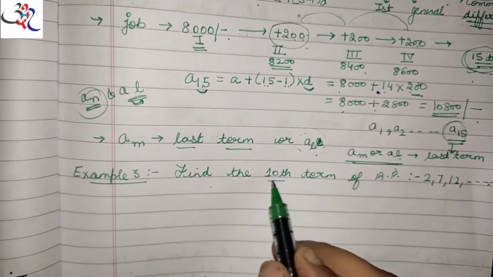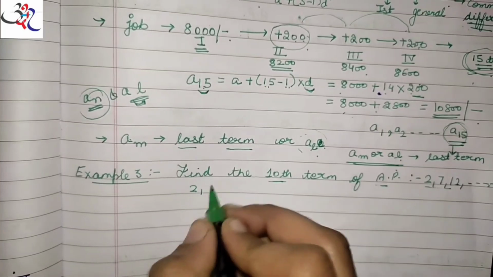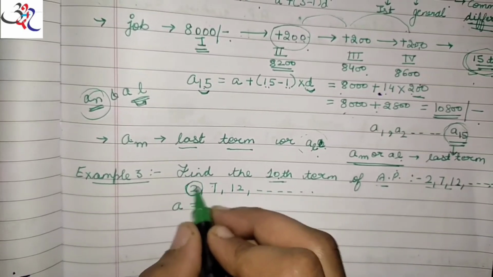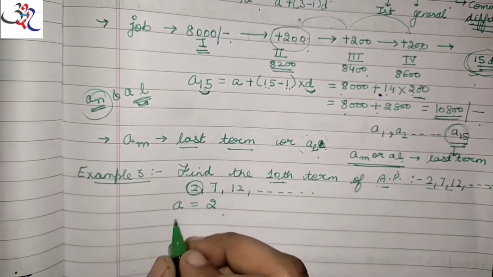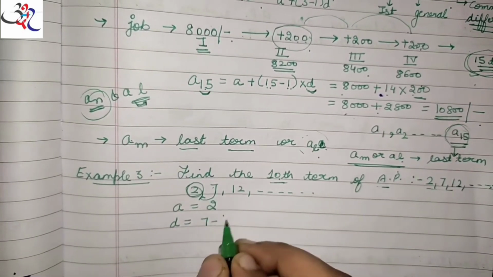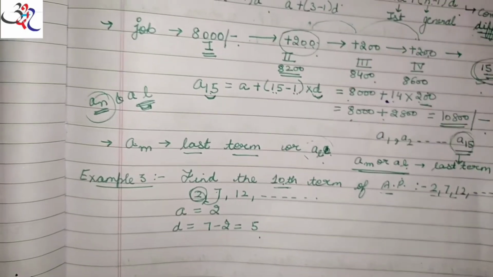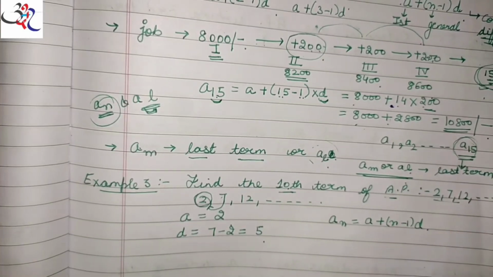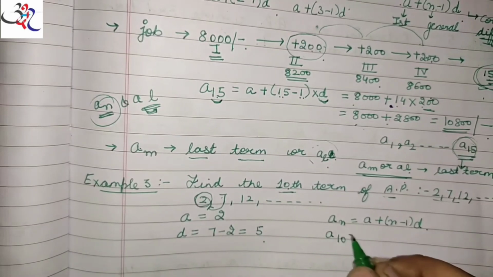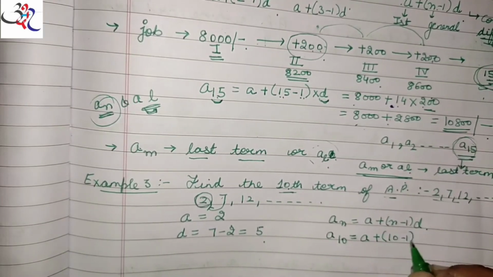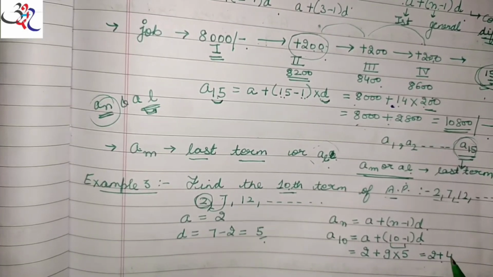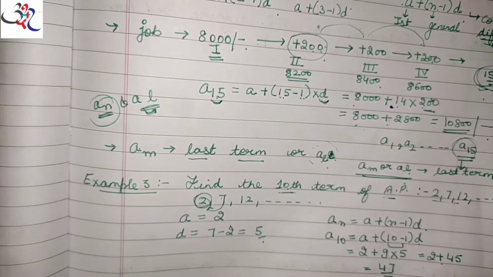Find the 10th term of the AP 2, 7 and 12. To find any general term, you need two things. First is your first term, and then you have to find the common difference, which is 7 minus 2, which is equal to 5. Now, by using the formula a_n = a + (n - 1)d, you can find any term. n is 10. So a + (10 - 1)d. Put in the values and you will get your answer. 10 minus 1 is 9, into d, and d is 5. So you will get 2 plus 45. So my answer will be 47.